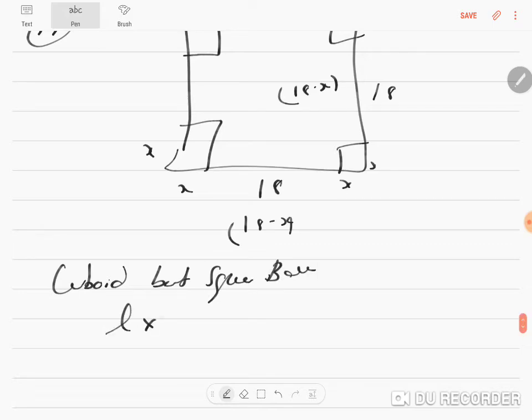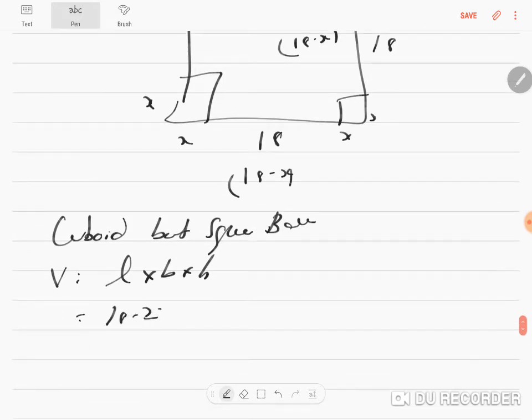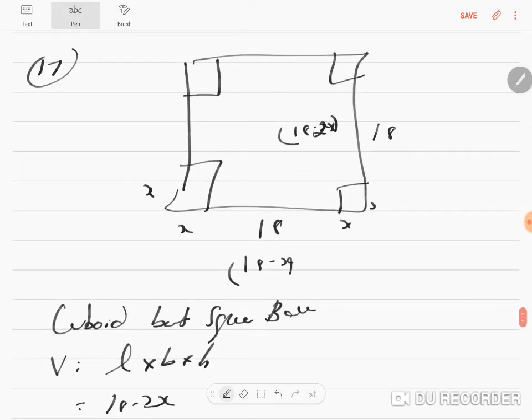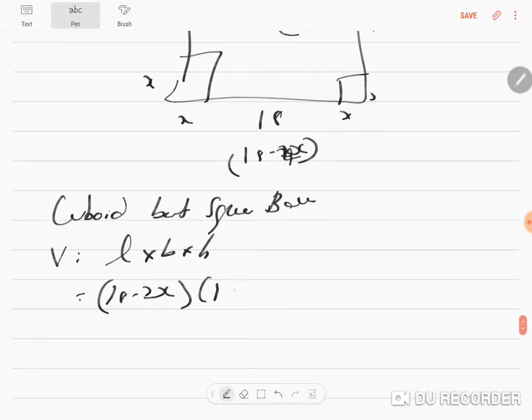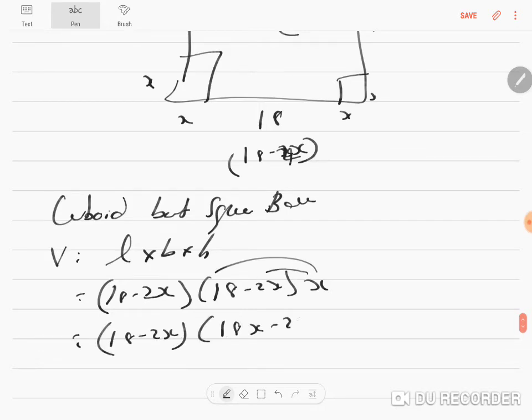So length into breadth into height is the volume, but length and breadth are the same, 18 minus 2x. So 18 minus 2x into 18 minus 2x into height, which is x. As I said, bring it in: 18 minus 2x into 18x minus 2x square.